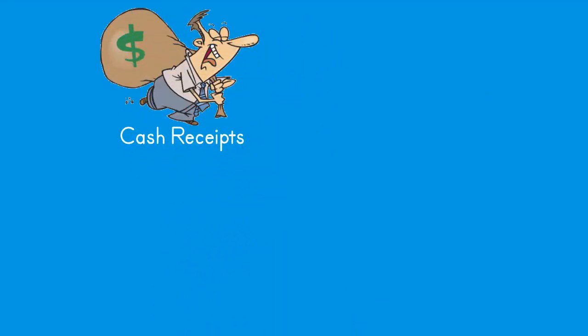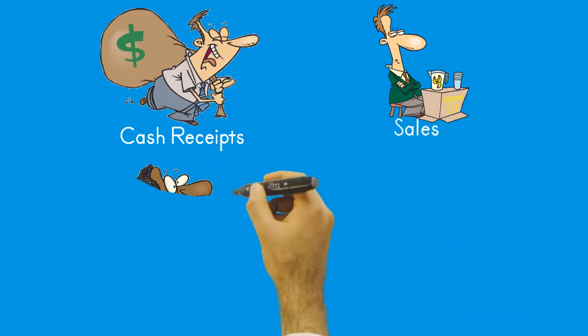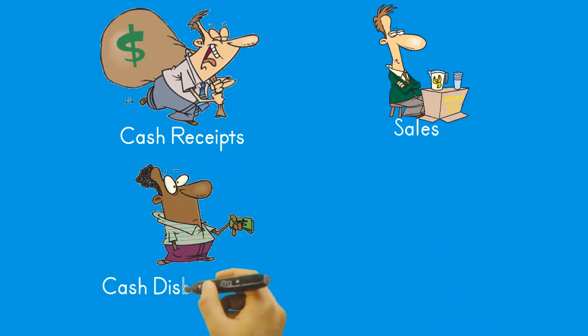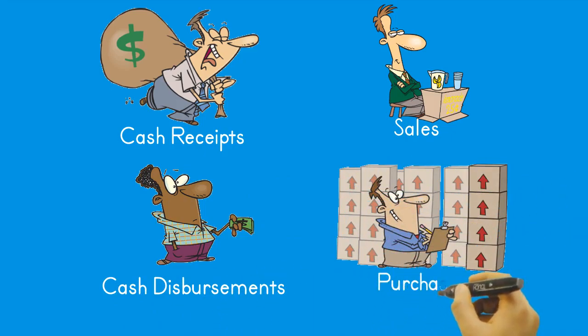The cash receipts journal is a special journal that is used to record all receipts of cash. The sales journal is a special journal where sales of services and merchandise made on account, where the business's customer is allowed to charge purchases, are recorded. The cash disbursements journal is a special journal that is used to record all cash that is paid out by a business except for payroll.